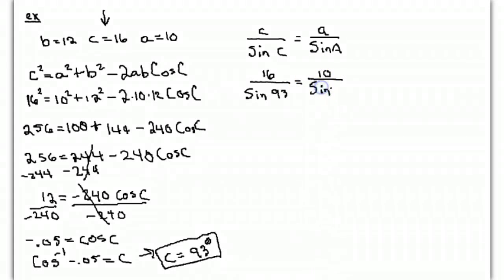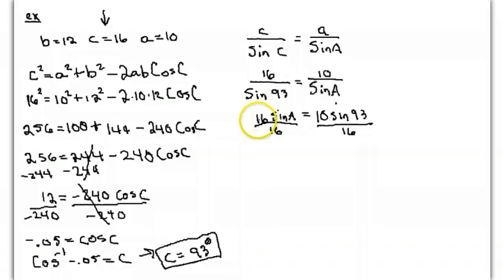Everybody know what letter we're trying to get now? We're trying to get big A. So to get this out of fraction form, you cross multiply. You're going to have 16 sine A equal to 10 sine 93. You're trying to get A by itself, so what do you need to get rid of first? 16. To get rid of it, you divide both sides by 16. So the way you do it is 10 sine 93, hit equal, and then divide it by 16.